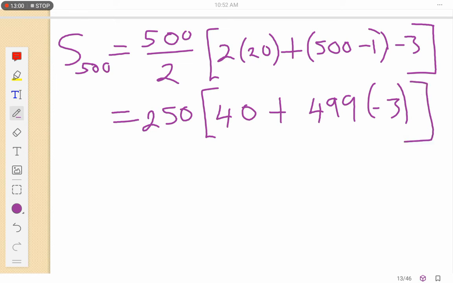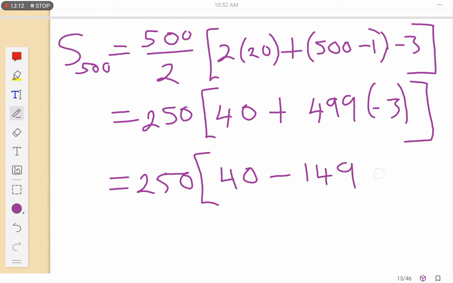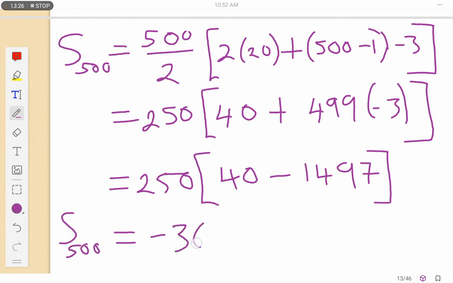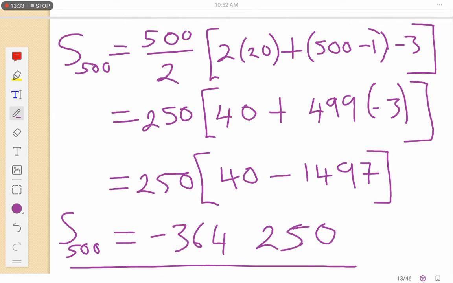I'm going step by step. So I'll have 250 times 40, then minus 1497, if I multiply 499 by minus 3. Now I can simplify and get the answer. My final answer, the summation of 500 terms, becomes minus 364,250. This is the solution for the first question.